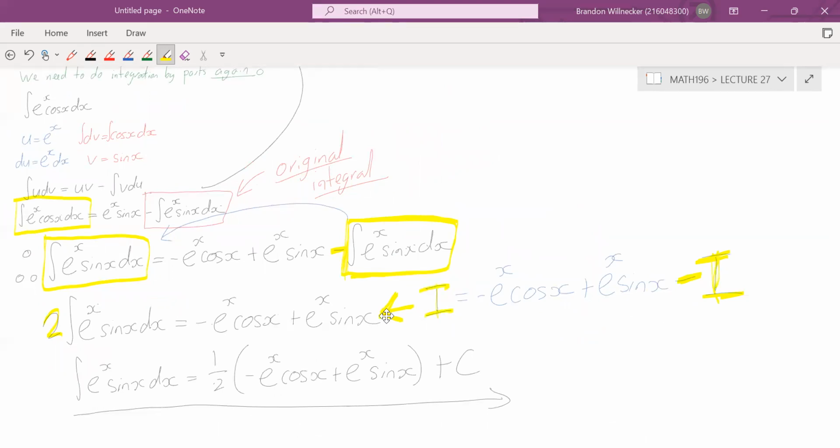Okay, so this is another trick you can use with integration by parts. Sometimes if you do it once and then once again, we get back the original integral, but then we can just solve for it as if it were this variable I. Okay, so that's what we're doing over here. Okay, any questions on this?